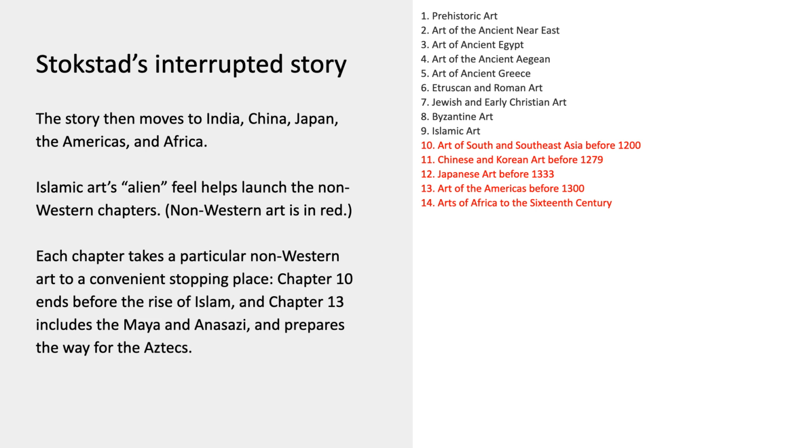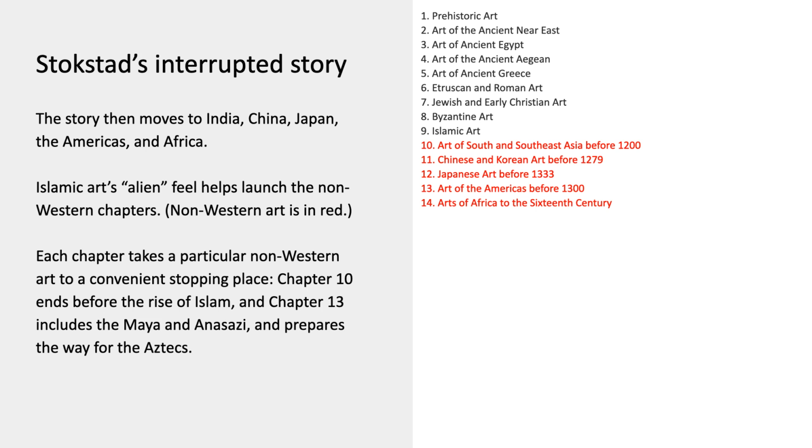art. So here's chapter 10, Art of South and Southeast Asia before 1200, 11, Chinese and Korean art, 12, Japanese art, 13, Art of the Americas, 14, Arts of Africa in the 16th century. There's a couple things to notice about this block of non-Western themes. First of all, all of them start early, indeterminately early.